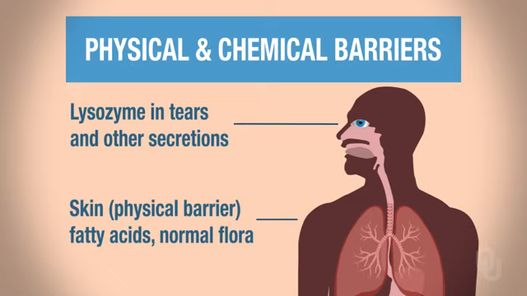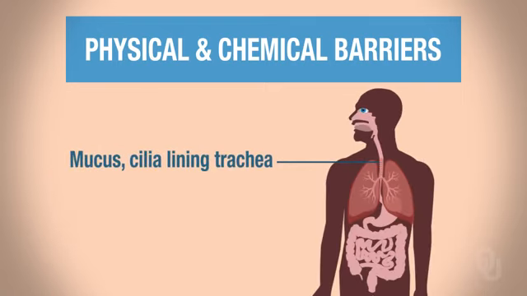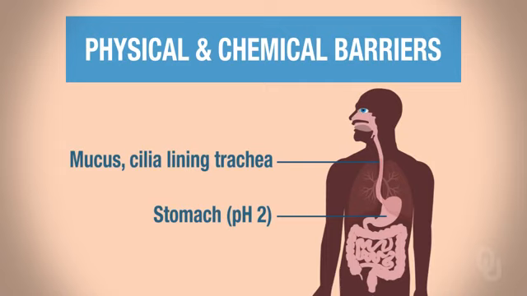The skin also has fatty acids and some normal flora as well. That'll affect the pH, and some foreign invaders cannot survive on the skin just because of the normal flora on our skin. Then you have the mucus and the cilia that line the trachea. The mucus traps any foreign particles, and then the cilia works that debris up the respiratory tract and into your mouth so that you can either swallow it or spit it out. If you swallow it, it goes down into your stomach. And remember, the stomach has a pH of 2. It's very acidic. So it's likely to kill most invaders, but not all.